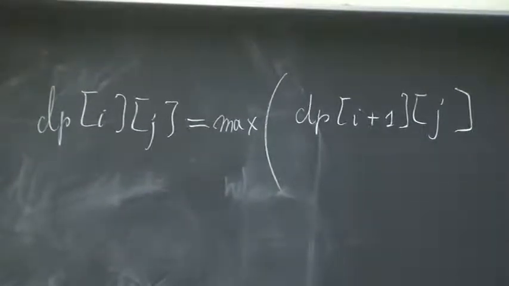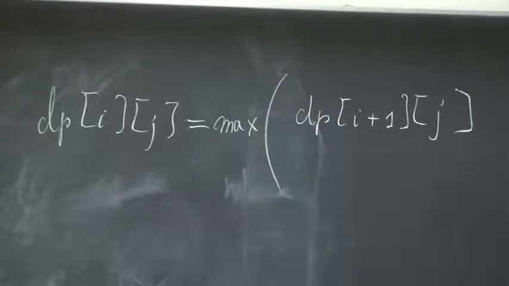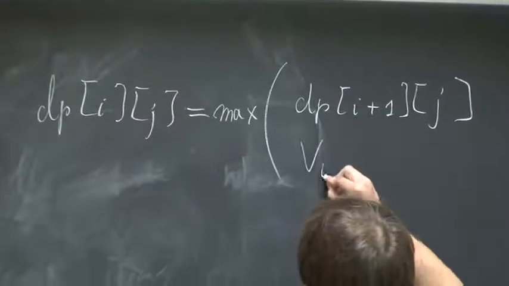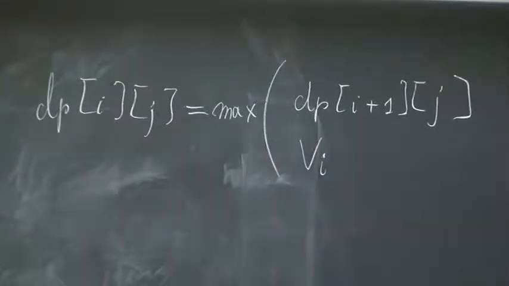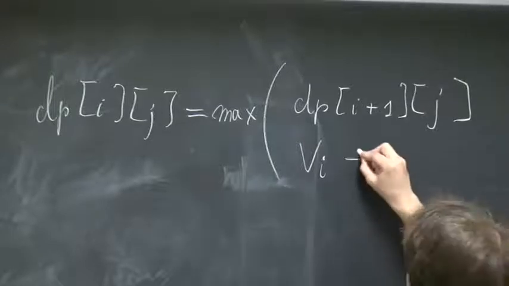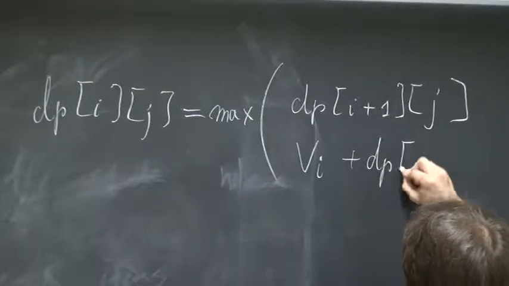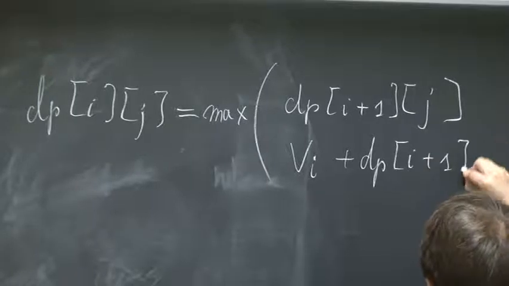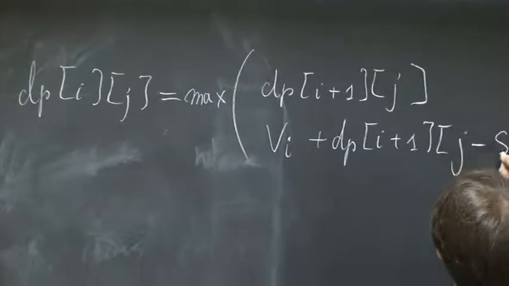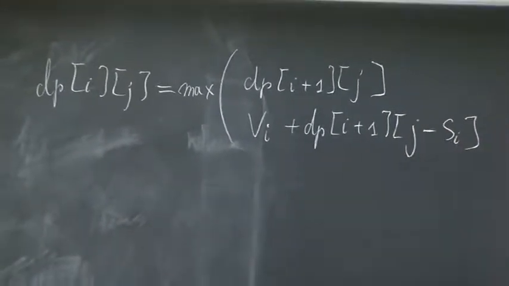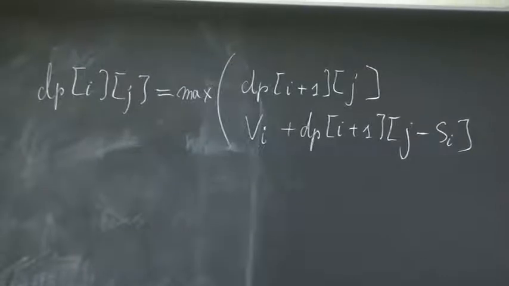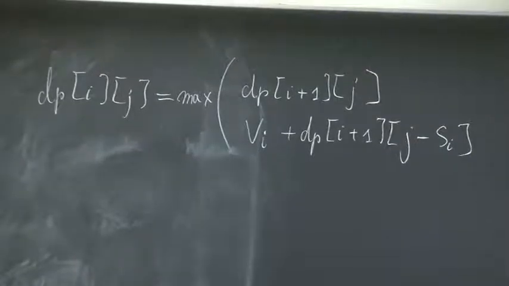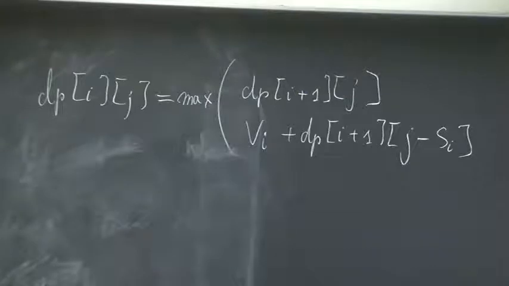So you're thinking of the right thing. We're making some money, right? Value i. So this is how much money we're making. Good. Plus dp of i plus 1, j minus weight i. Make sense? Okay, now I only have to do one more thing to make sure this code doesn't crash.